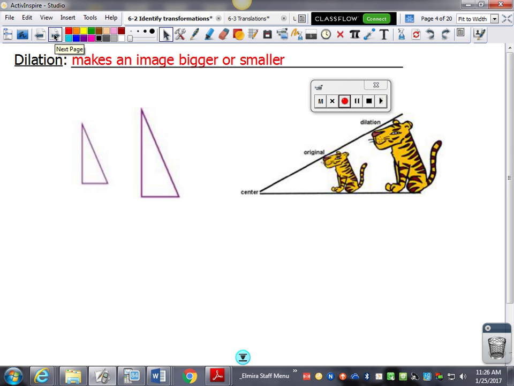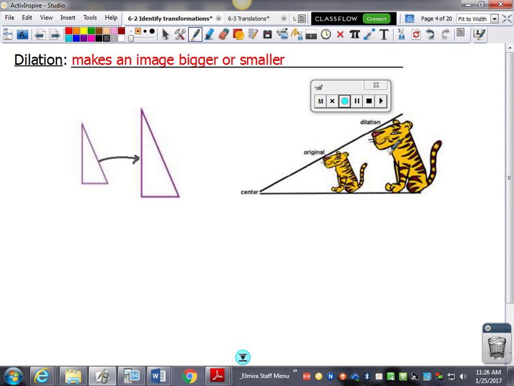All right, a dilation makes an image bigger or smaller. So you see that as I went from this triangle to this one, it got bigger. This says our original triangle, and this says the dilation, so the triangle got bigger. But dilations can also get smaller.